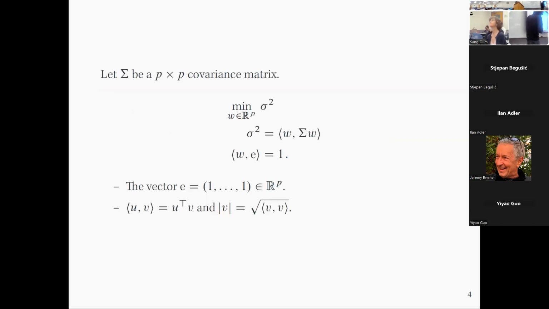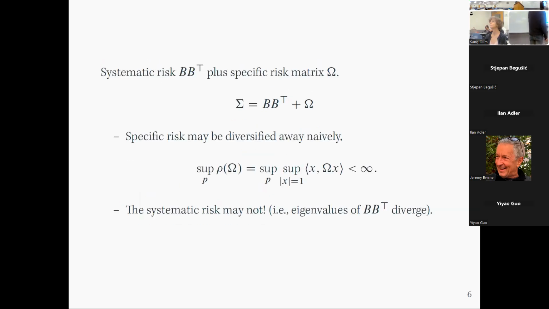To get started, we're going to look at this minimum variance program. This is the point on the efficient frontier that achieves the minimum variance. We're minimizing sigma, the portfolio variance, subject to a fully invested constraint. I should set up some notation since it will be used throughout. The vector e is going to be the vector of all ones. I'm going to use this dot product notation and the length of a vector quite a bit. So hopefully that's all clear, and in that case, I can move on.